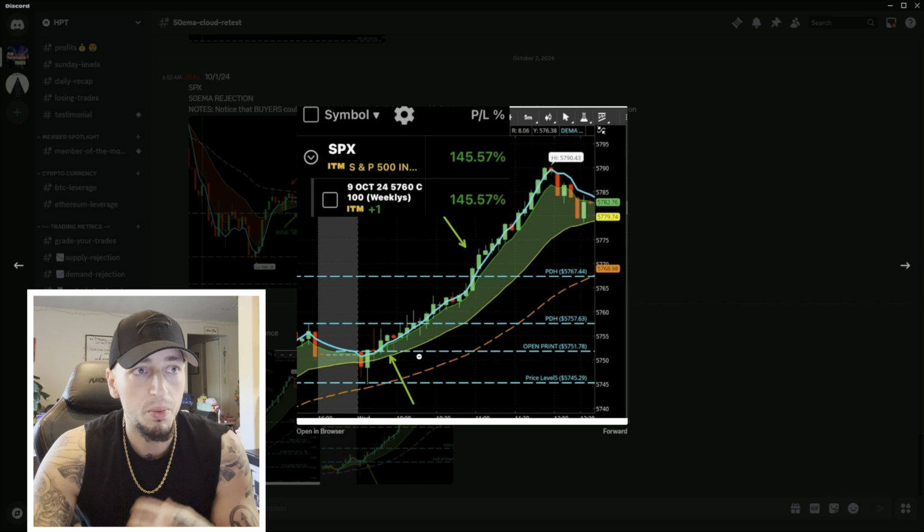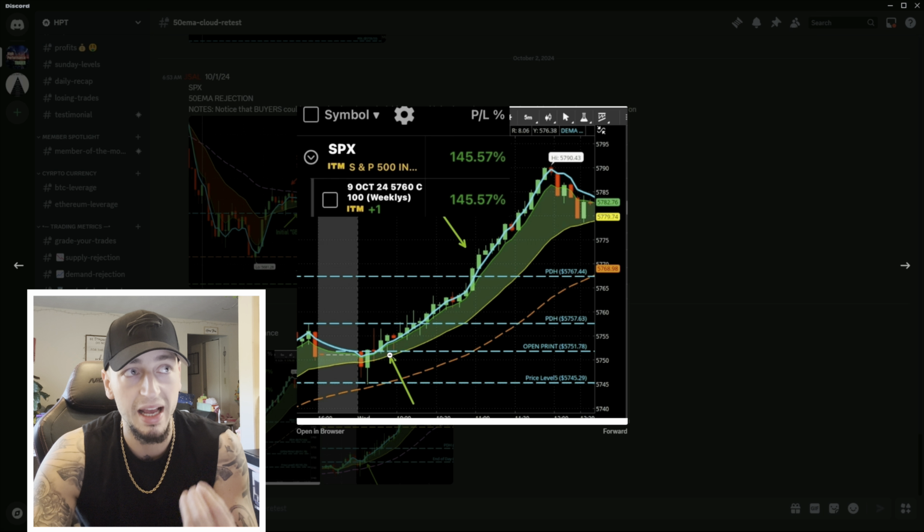And you can see here, we got the break above open print. We come down, we retest open print on SPX, where I then took the market long, targeting that all-time high level for 145% ROI on this trade.